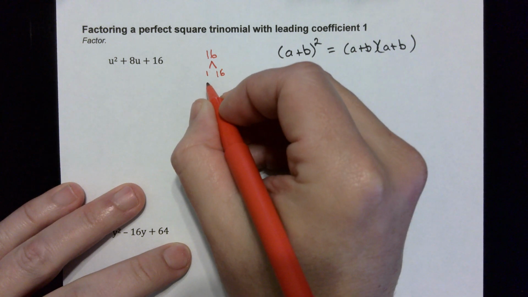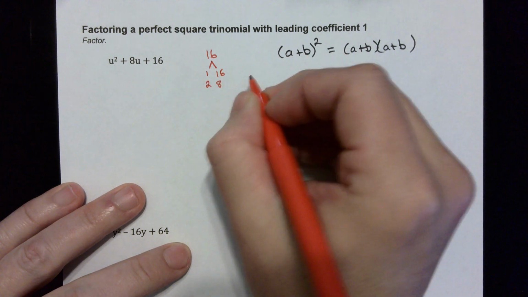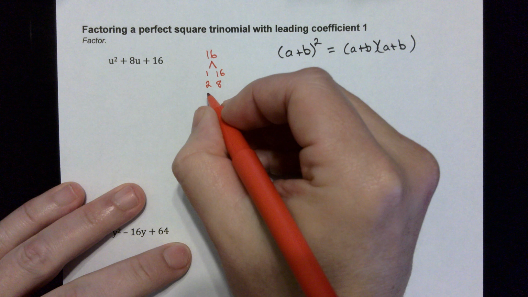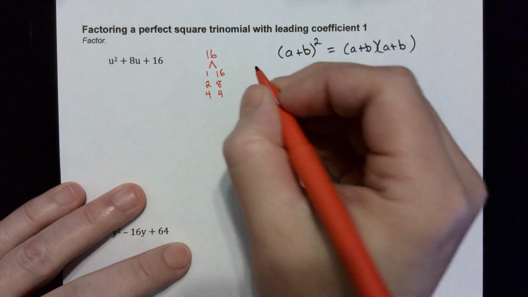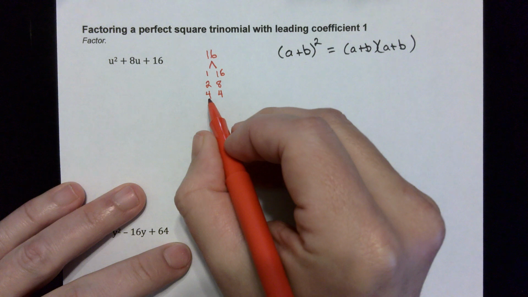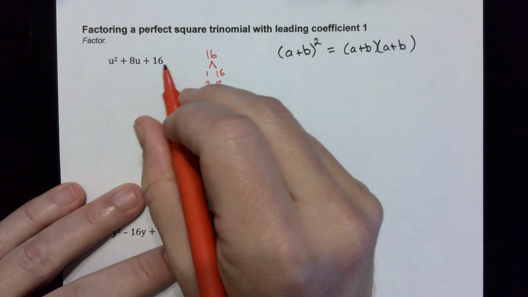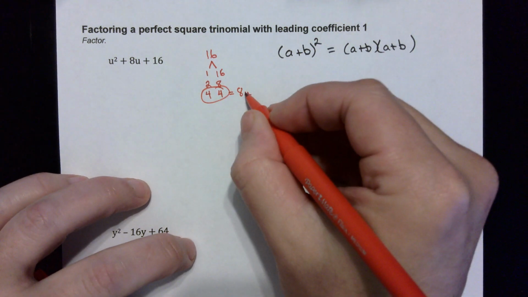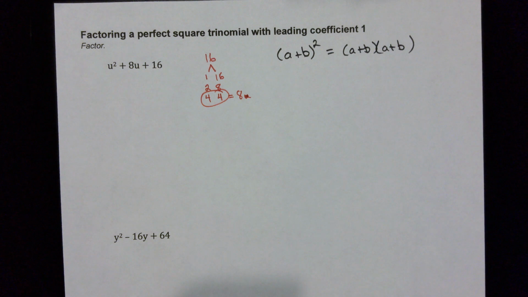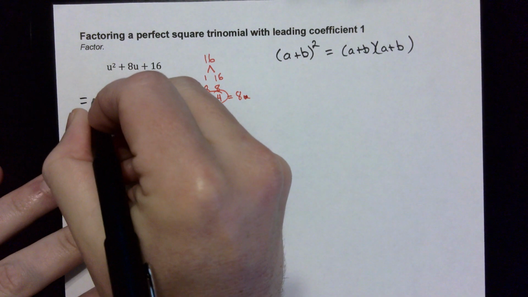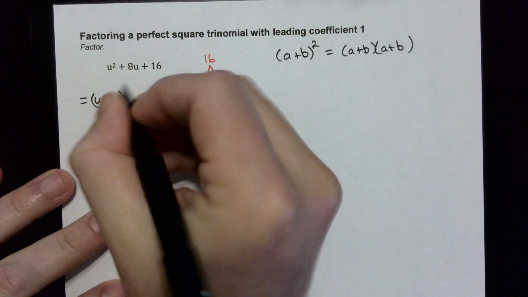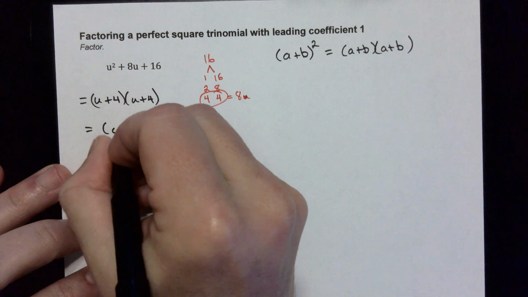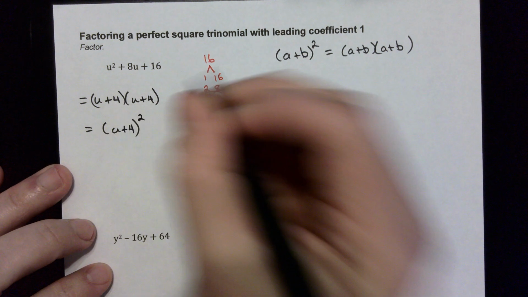That doesn't work. Let's do 2 and 8. 2 times 8 works for 16, but it doesn't add to get 8, it adds to get 10. So how about 4 and 4? That one works, because 4 times 4 is 16, and 4 plus 4 is equal to 8. So that's the one that we're going to use right there. All right, so this will factor into u plus 4 in the first parentheses, and also a u plus 4 in the second parentheses, which means it'll factor into u plus 4 squared.